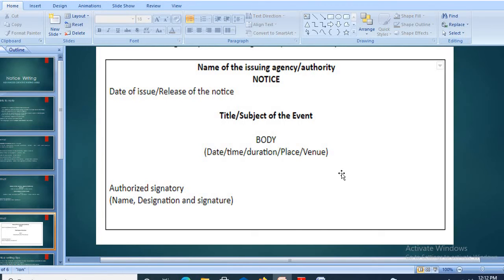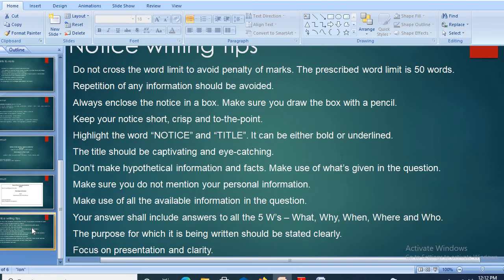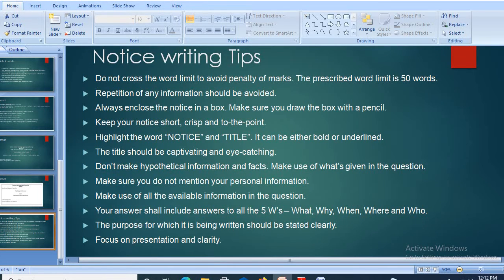Is there any doubt up to this? Are there any questions you want to ask me? You can. Any doubt? No? Okay, sir. Okay, fine. So I am moving on to the next slide. Wait, just let me zoom out a bit.